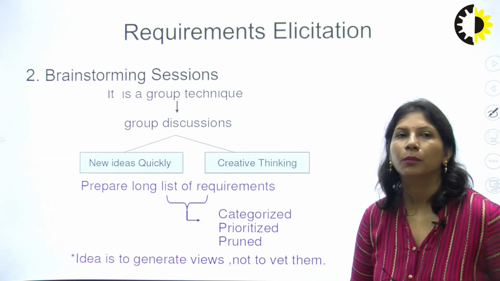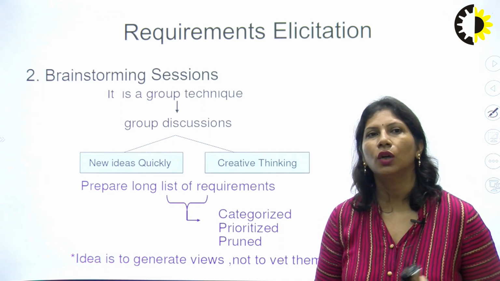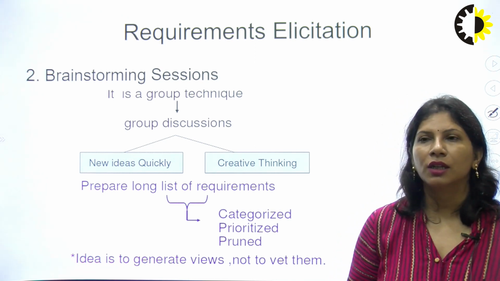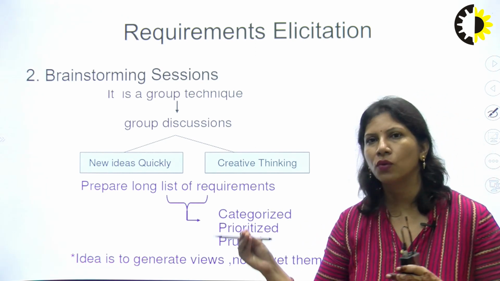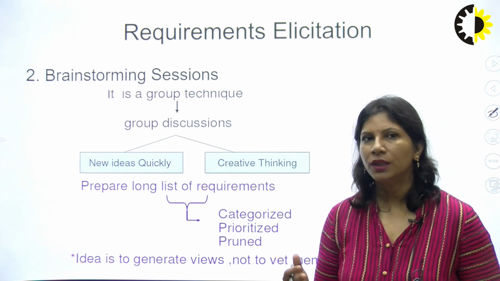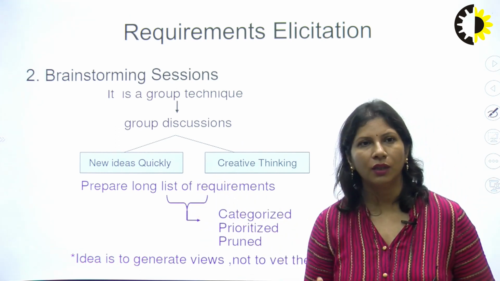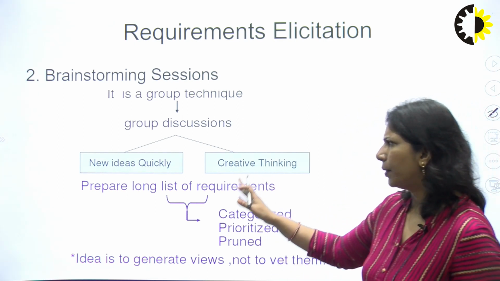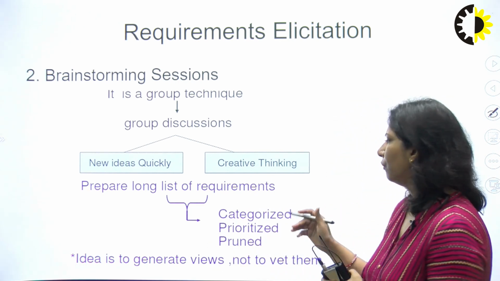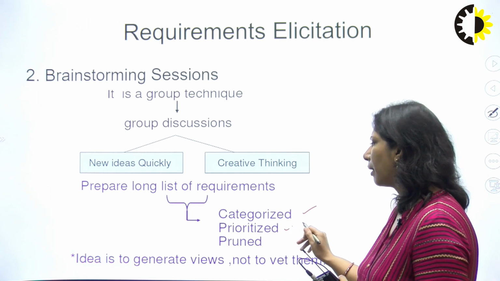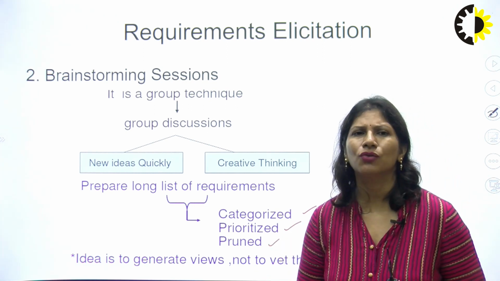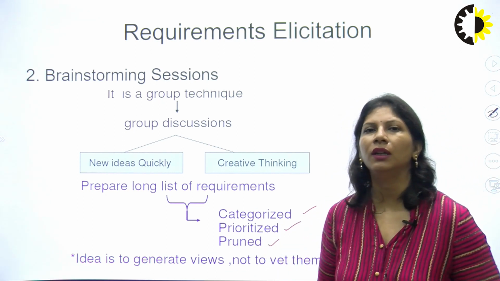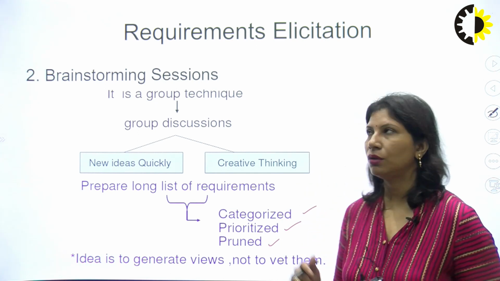The second technique is the brainstorming session. It is also a group technique, in which the solutions are not proposed by the development team only. It is a group discussion. New ideas and creative thinking will come up, and this will involve both parties again. We will prepare a long list of requirements. Firstly, we will categorize, prioritize and prove. The idea is to generate the views, not to vet them. We will generate and connect some ideas, and together we will make a good solution.